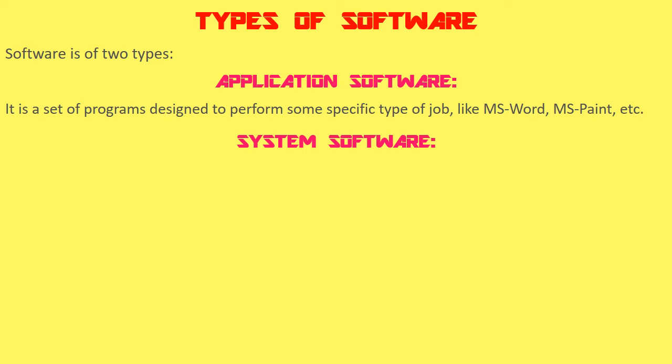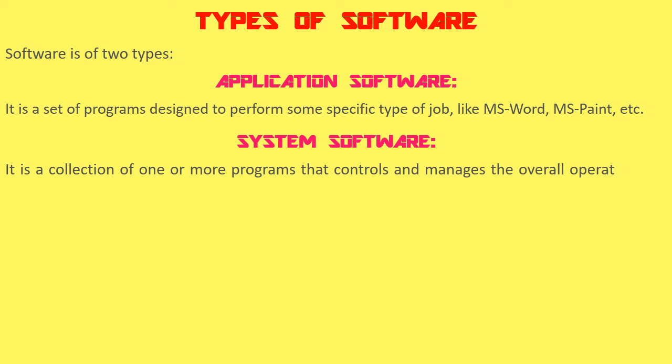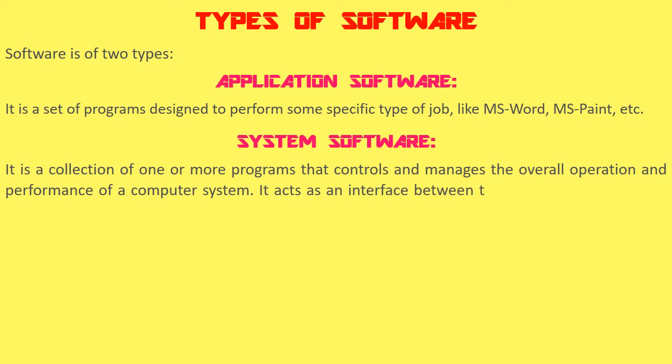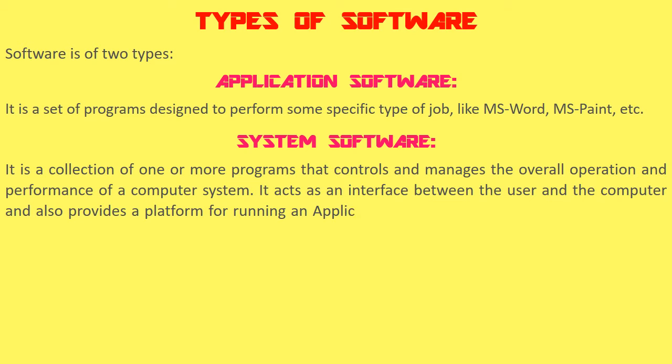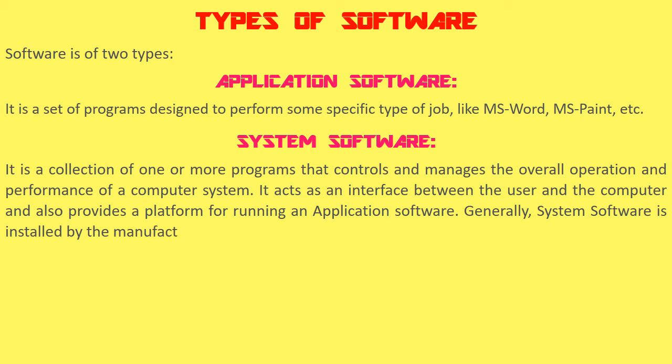Second is system software. It is a collection of one or more programs that controls and manages the overall functions and performance of the computer system. It acts as an interface between the user and the computer, and also provides a platform for running application software. Generally, system software is installed by the manufacturer.